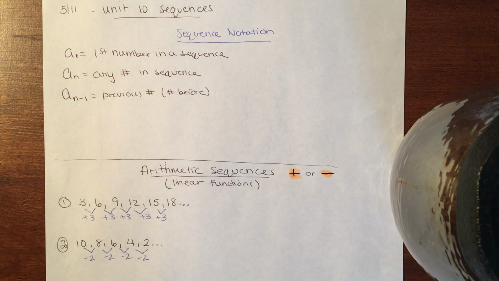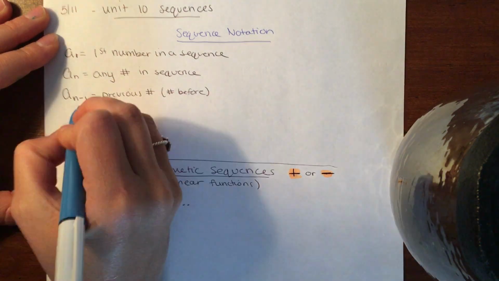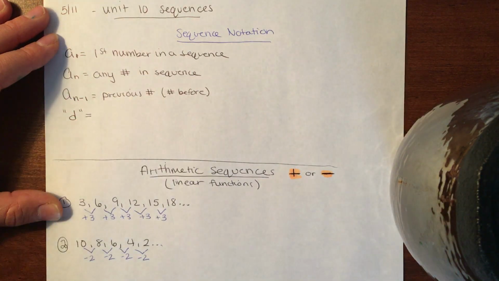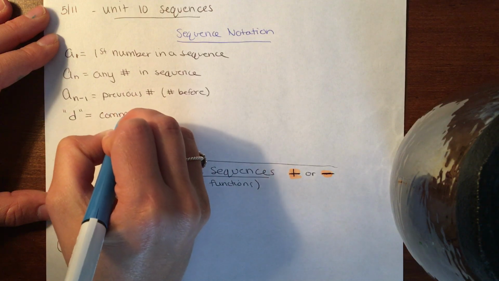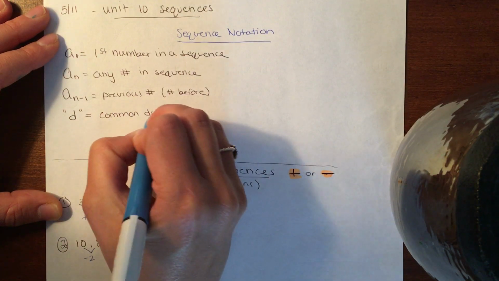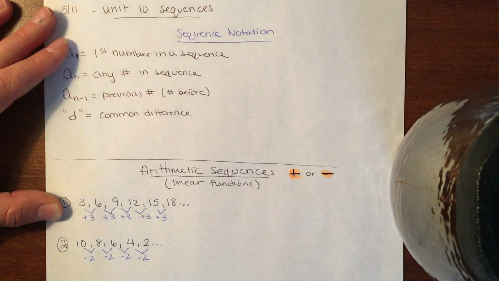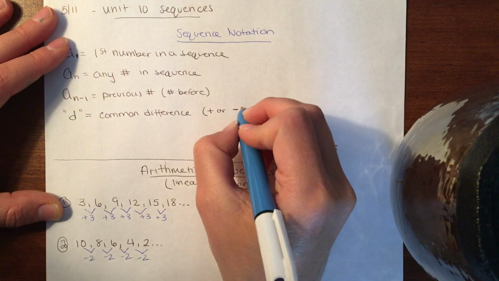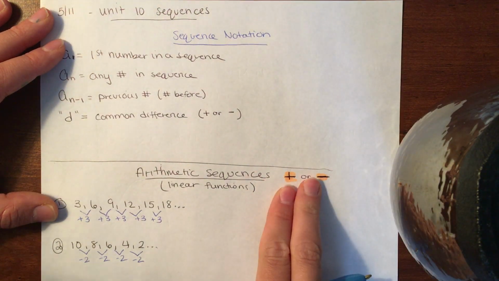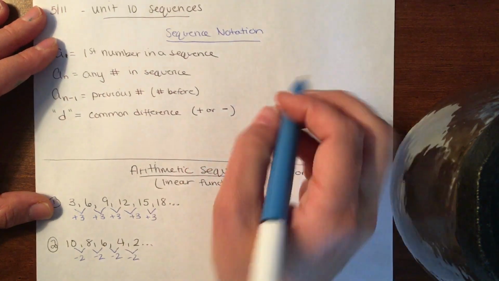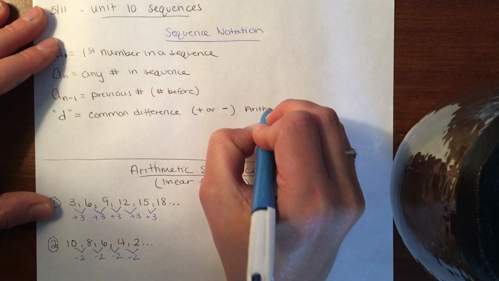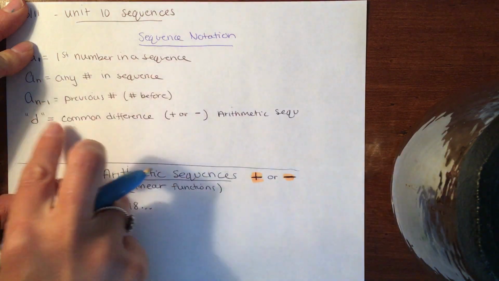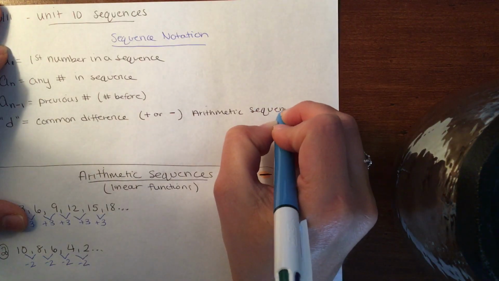Okay. The other terminology you need is we're going to be using the letter D to represent something called the common difference. And that is what we're going to be adding or subtracting in our sequence. So adding or subtracting, we're going to see that in an arithmetic sequence. We're only going to use D, or common difference, in an arithmetic sequence.